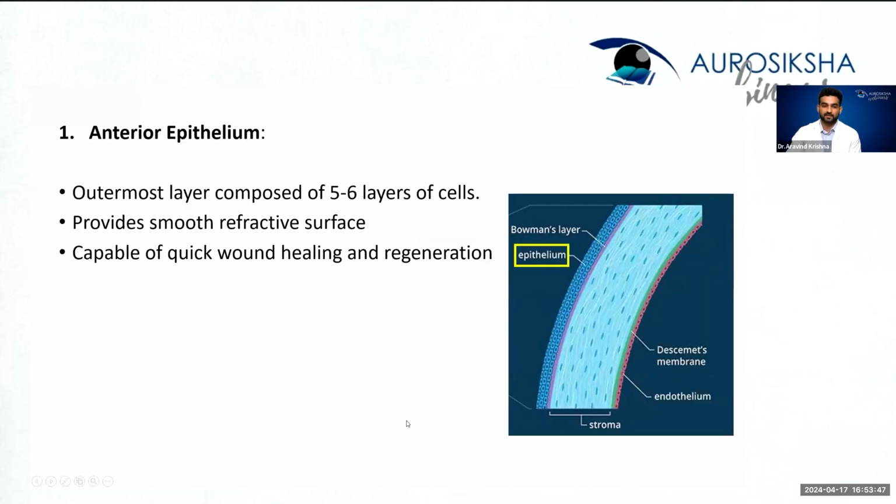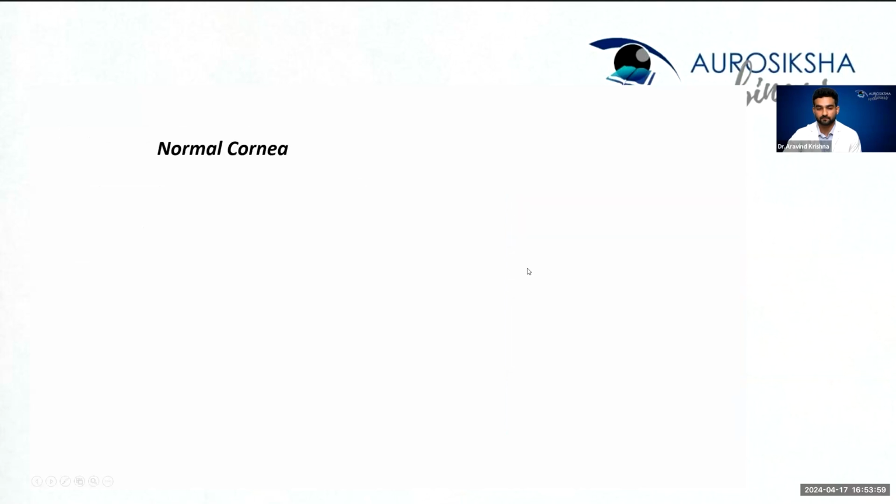So the first structure is the anterior epithelium. It is the outermost layer, composed of 5 to 6 layers of cells. It provides a smooth refractive surface. It is capable of quick wound healing and regeneration.